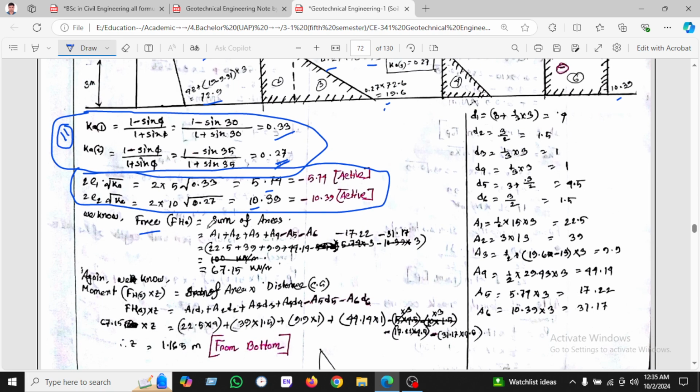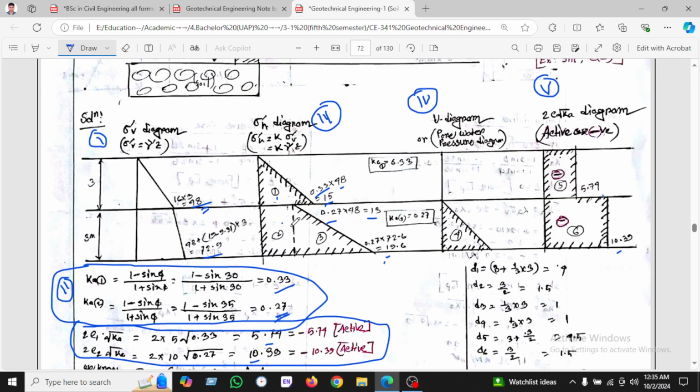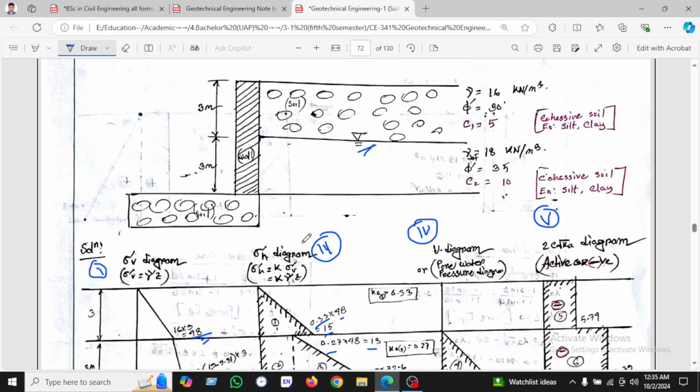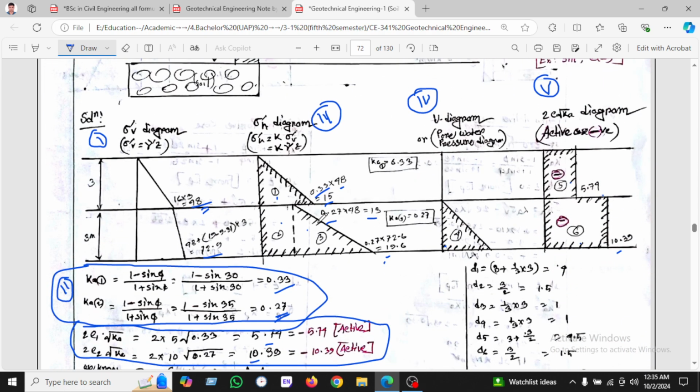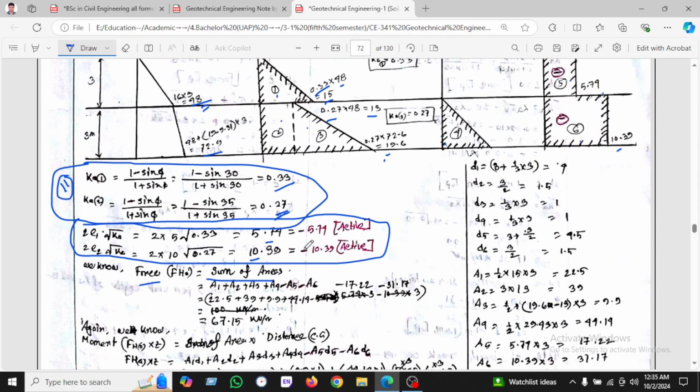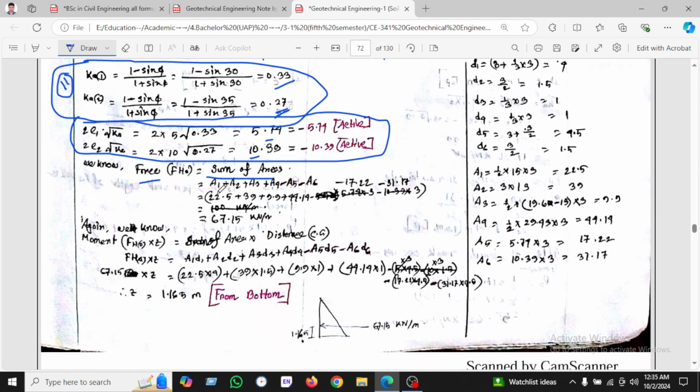And for the force, we will take the sum of all the areas, which is 1, 2, 3, 4, 5, 6. 5 and 6 will be minus, I have already said that, because it is active case and it is obviously silt and clay, that's why we will use this. A1 plus A2 plus A3 plus A4 minus A5 minus A6, and putting all these values we found force 67.15. So 67.15 is here.